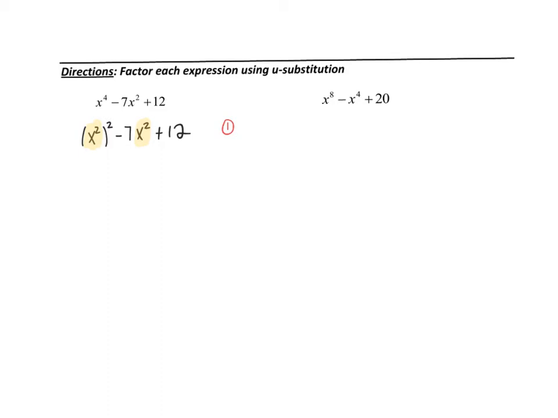So first step is to let U equal what's the same. And in this case, the x squared is the same. So we're going to let this be U and this be U. And then the second step is going to be to rewrite the expression using U. So we can make this U squared minus 7U plus 12. So U squared minus 7U plus 12.